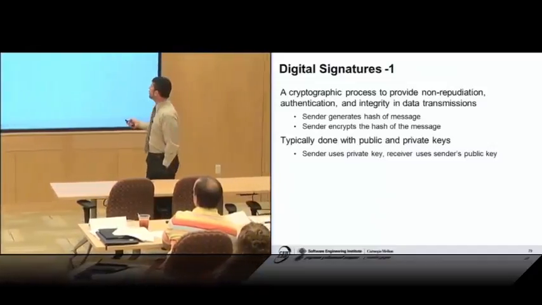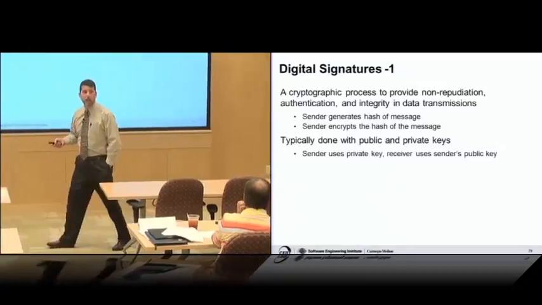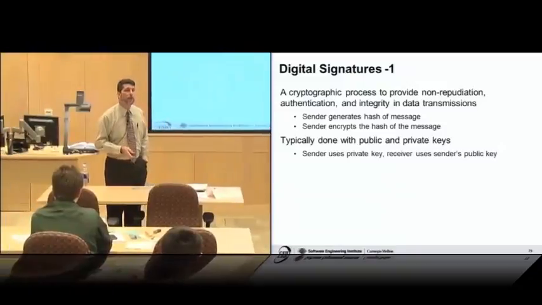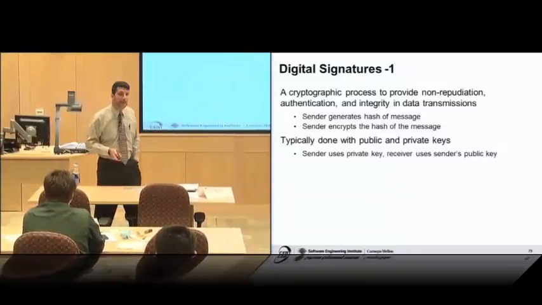How do we do that? We take a hash of the message and then encrypt the hash. Again, we talked about encrypted hashes. Public and private key, we're using the key pair. Again, we've talked about that in asymmetric.